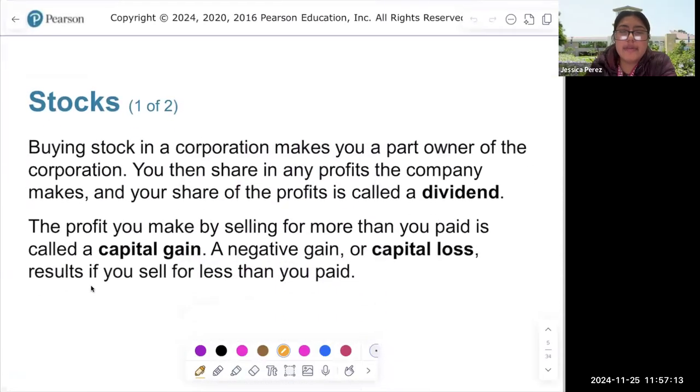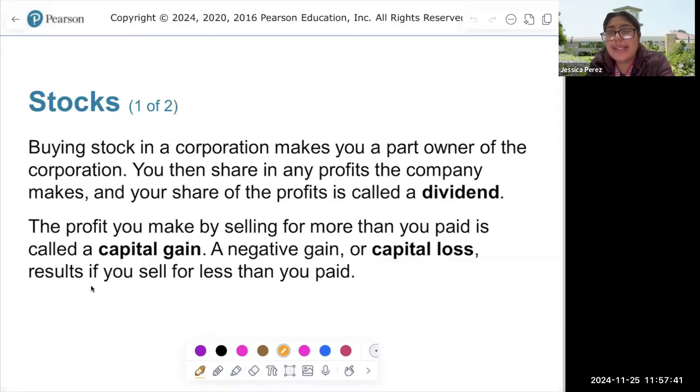Let's first talk about the definition of a stock. Most of you should be familiar with the term stocks. Buying a stock in a corporation makes you part owner of the corporation. When you buy a share and the company makes profits, you share the profits. It's called the dividend. So when the company makes any profit and it's shared to you, it's called a dividend.